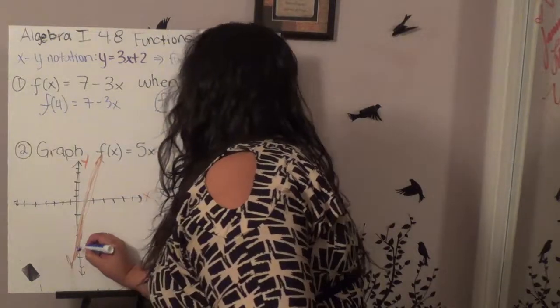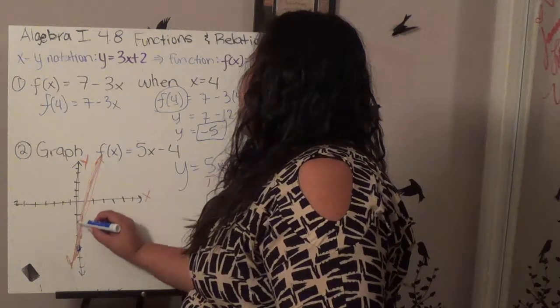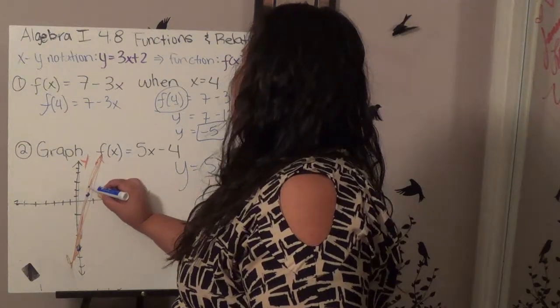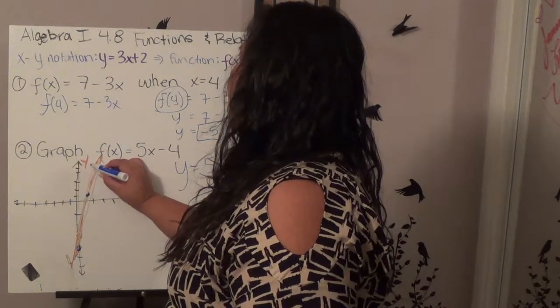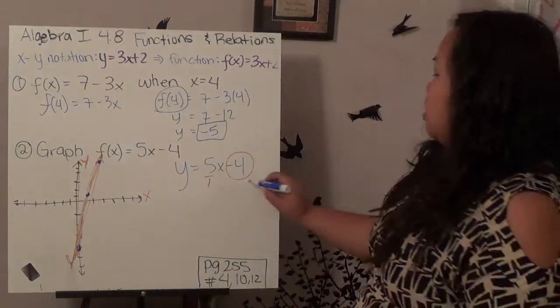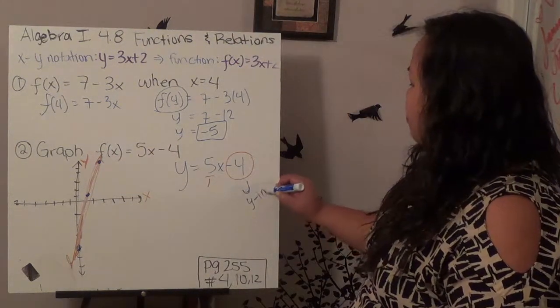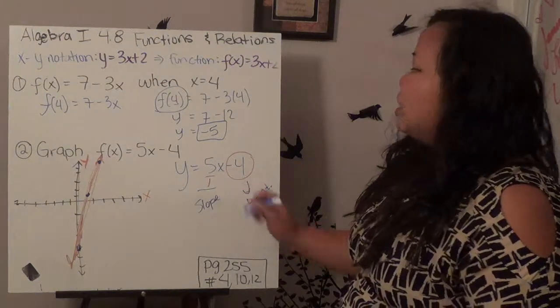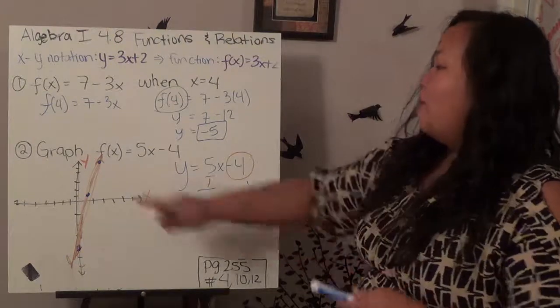Let me do that again. It goes up 1, 2, 3, 4, 5 over 1, and then 1, 2, 3, 4, 5 over 1. So this is my y-intercept, and this is my slope. Same thing as last section, just that f of x is there.